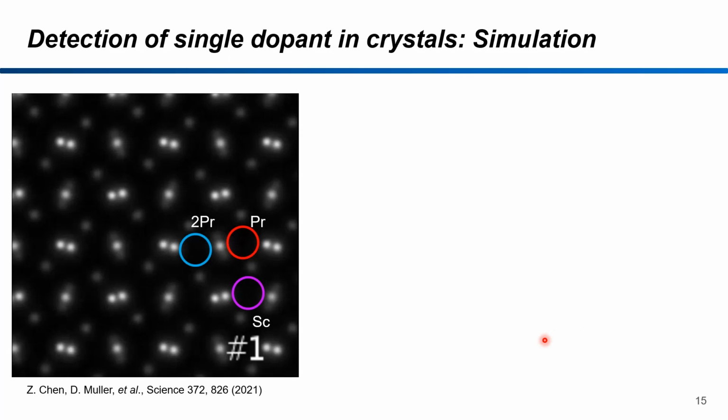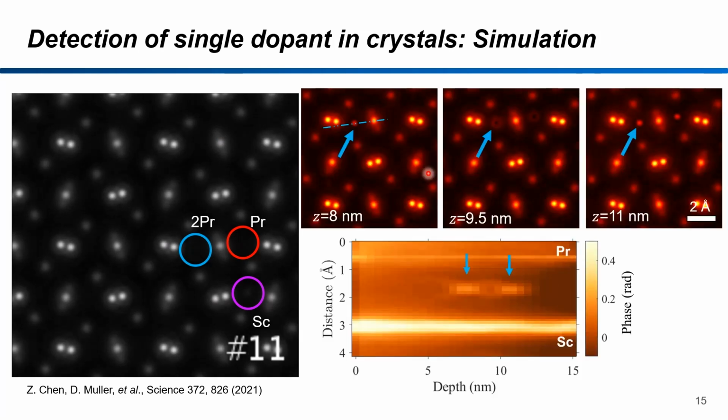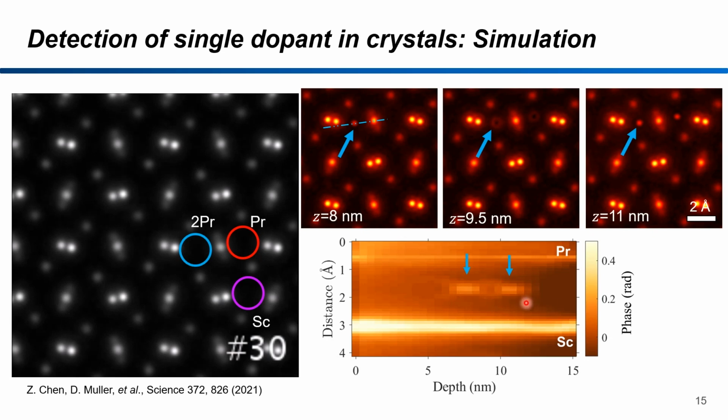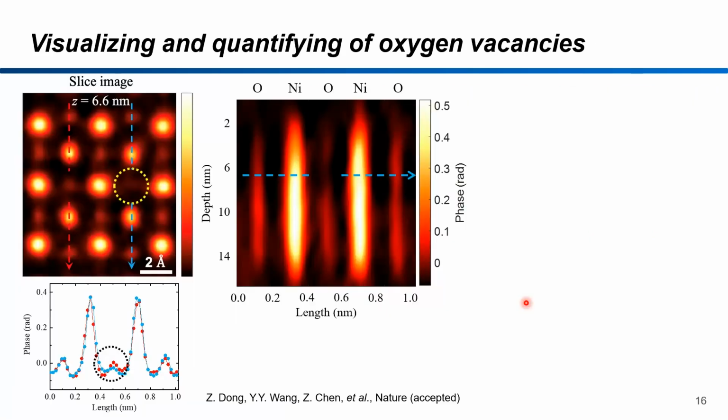We can also detect single atomic dopants in crystals. Here, in an advanced simulation, we artificially introduced single dopants in these crystalline samples. You can see the dopants at different depths here, 8 and 11. The distance between these two dopants is 3 nanometers. These agree very well with our structure model.